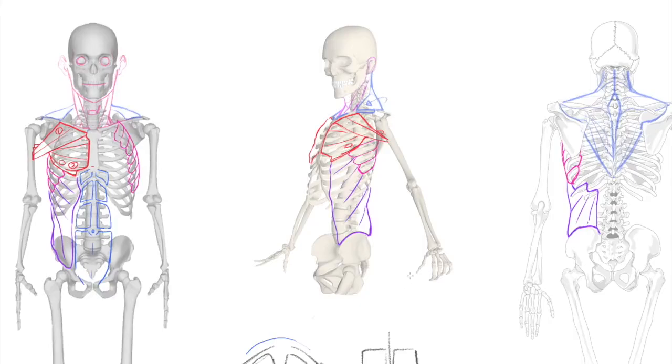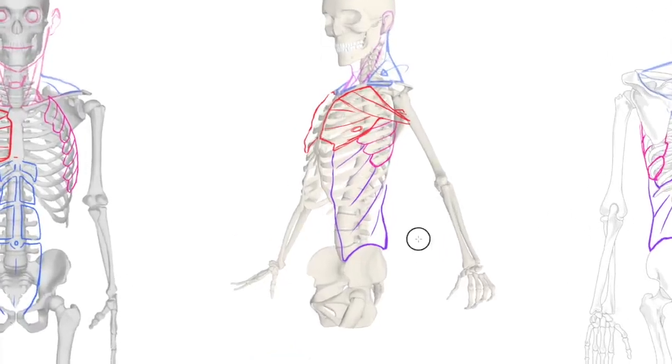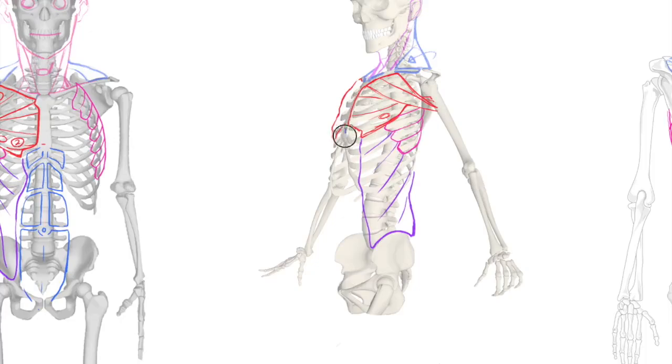Okay, let me draw on the side view. So there are two small abs, and then there's a belly button.